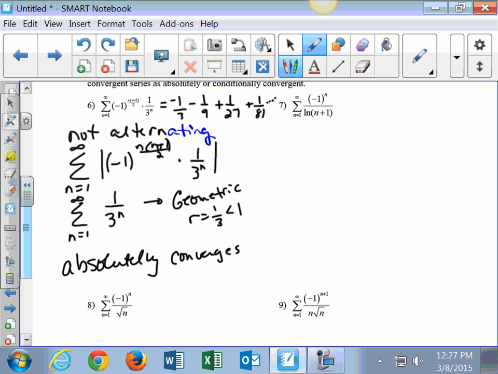Now, what I'd like for you to do is give example 7 a try with your group, and then you can come back and check your answer.